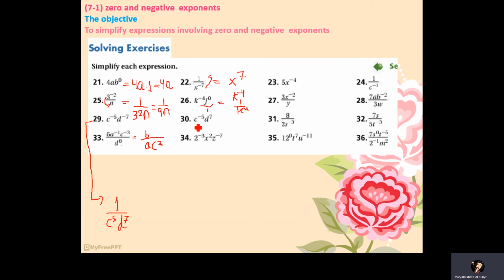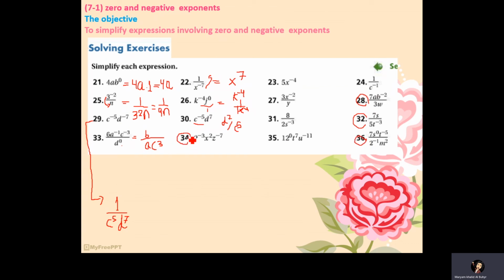This one, I have to move this down and keep this up. So it's d to the power 7 over c to the power 5. I'll solve these with you also because you will find something similar in the homework.